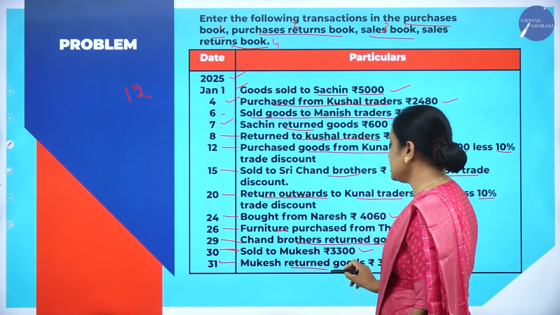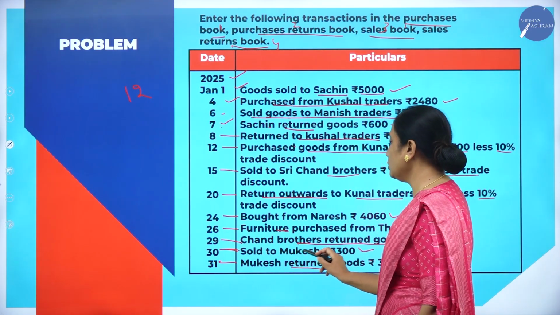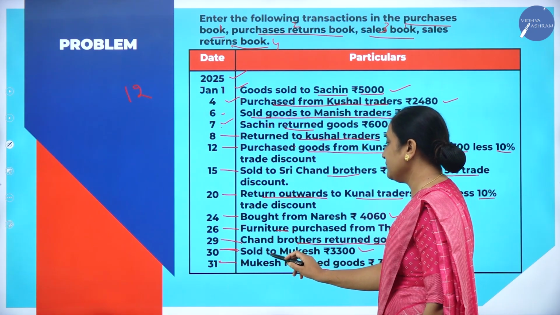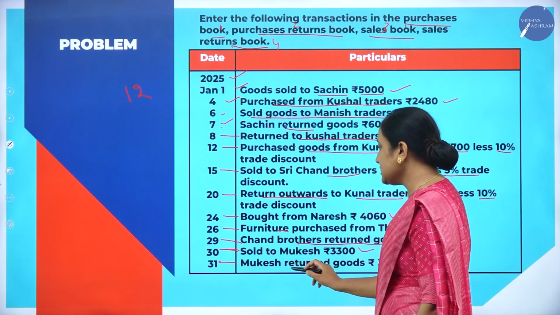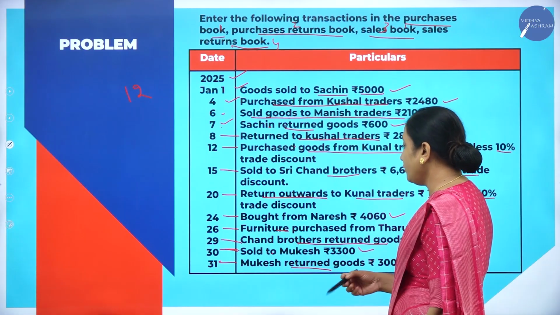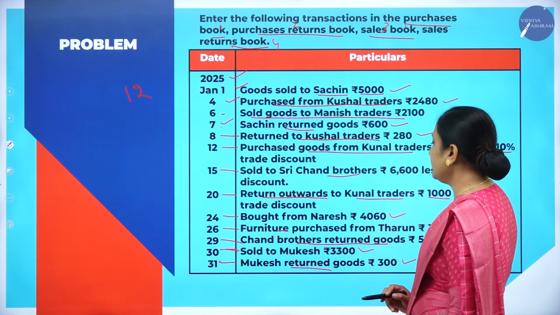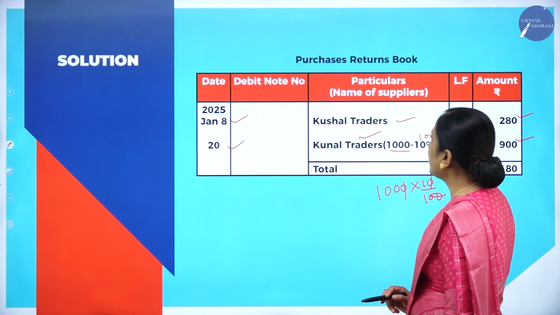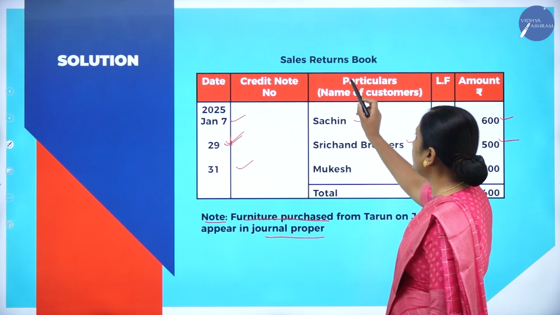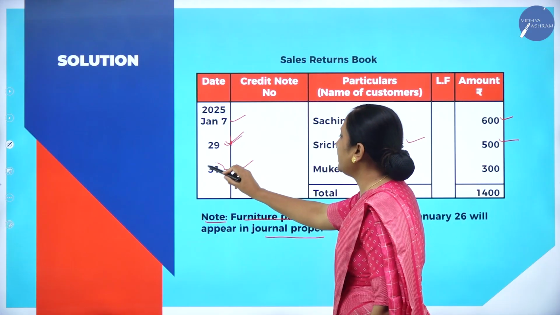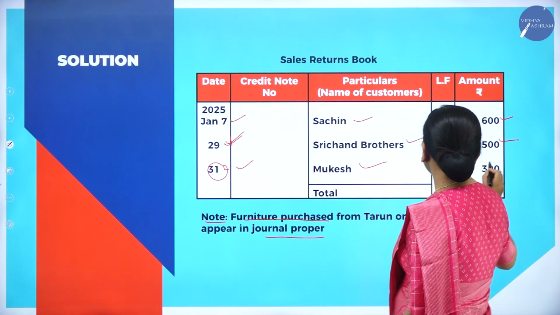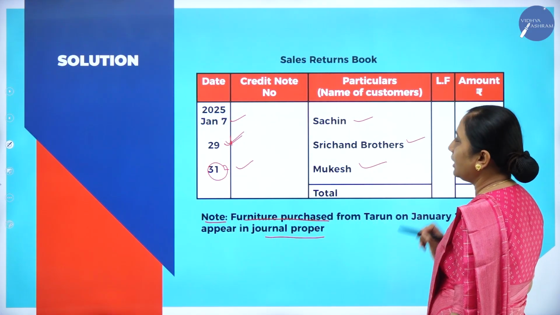What type of returns is this? See here, on 30th we had sold to Mukesh, right? So this is sales, and this is what returns? 31, it is sales returns. So where should we enter? This one we should enter in sales returns book. Okay, see here, we have to open sales returns book. 31 Mukesh 300. We have to write in the amount column.